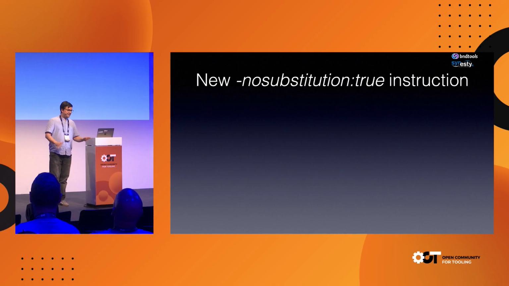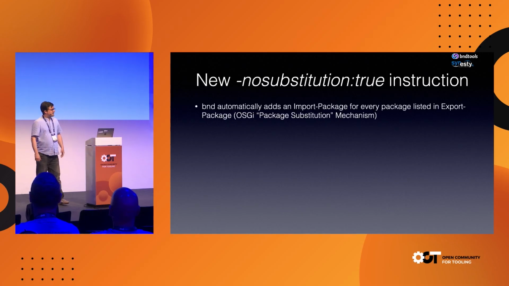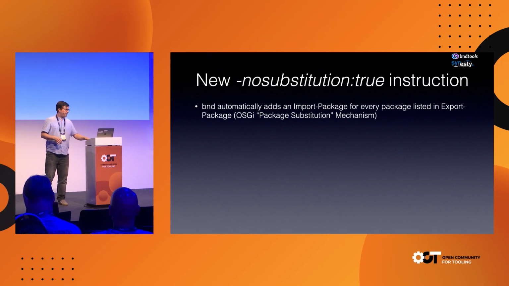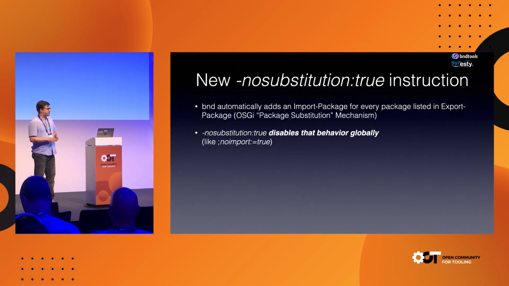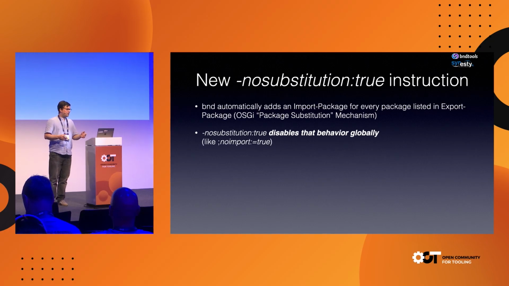Okay, the next topic, quite complicated, but I wanted to put it out there because it might be interesting for library authors who are not that versed with OSGi. So OSGi has a mechanism called package substitution. That means for each export package in your manifest, BND automatically creates an import package. With this new instruction, no substitution true, you can disable that behavior. There were ways before, but they were error prone because you could forget it.